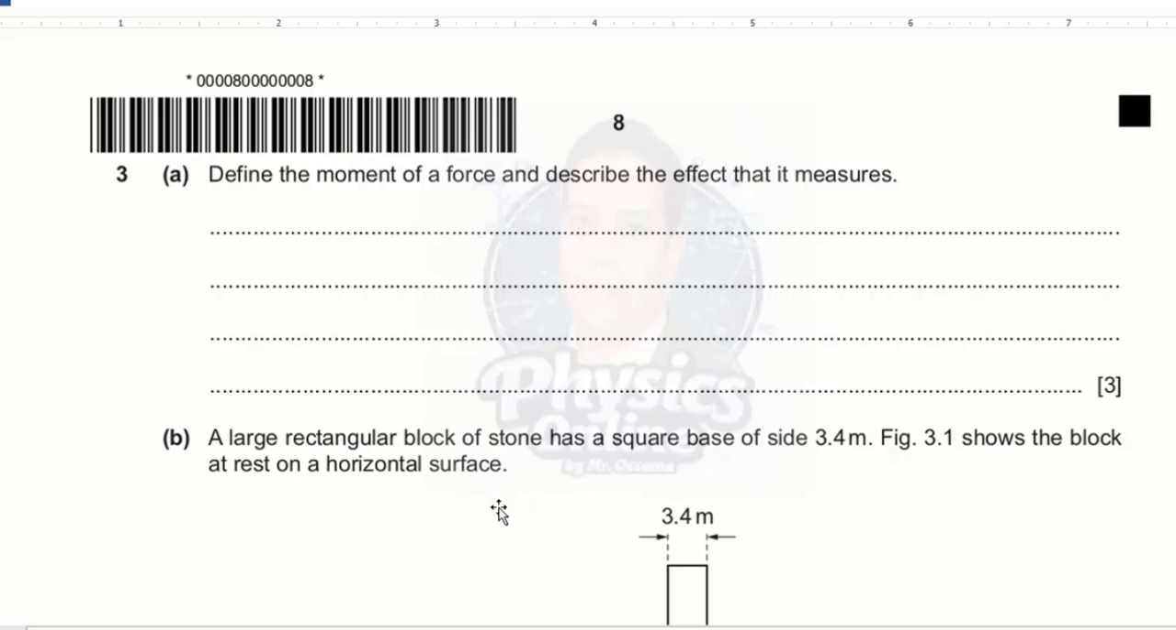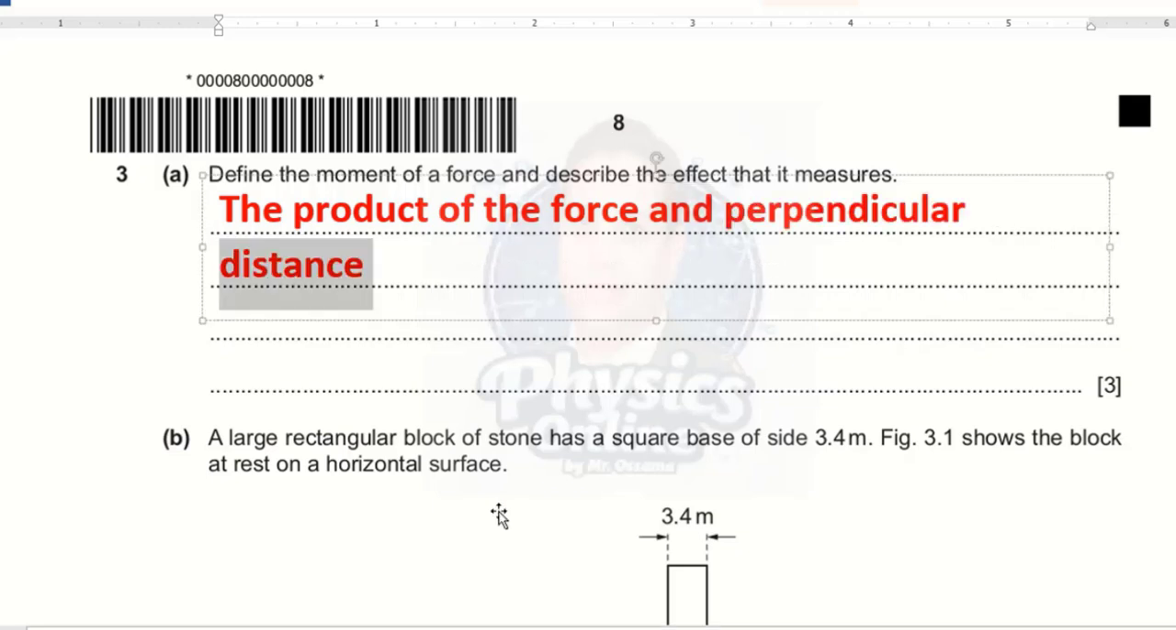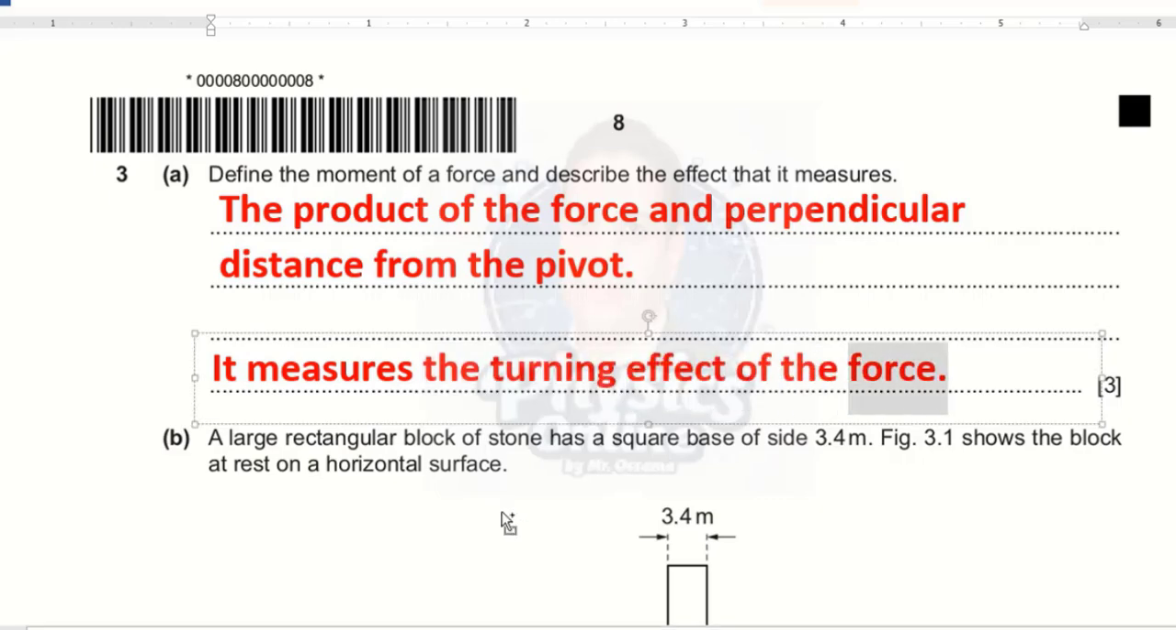Question 3. Define the moment of force and describe the effect that it measures. Moment of force is the product of the force and the perpendicular distance from the pivot. The moment measures the turning effect of the force.